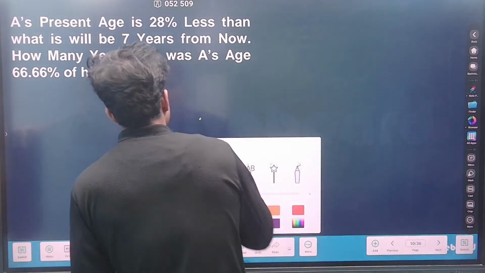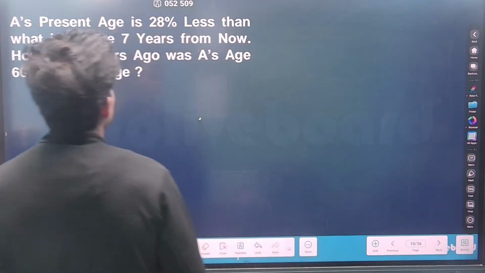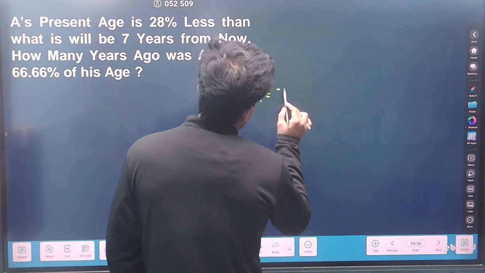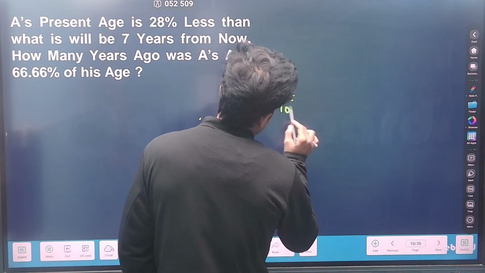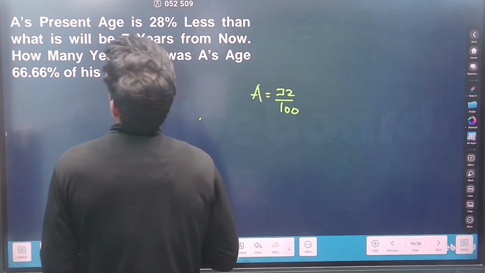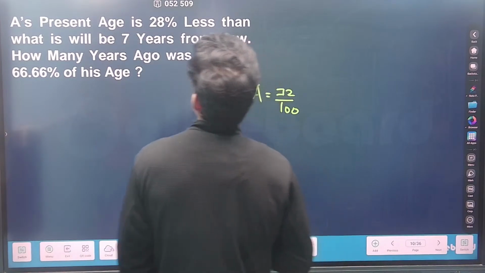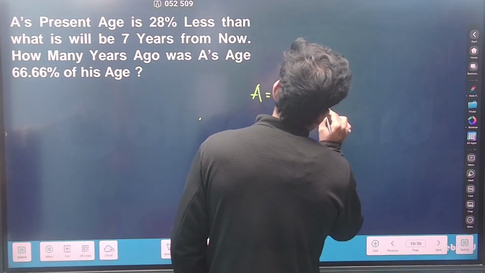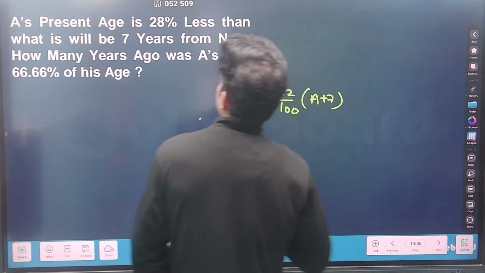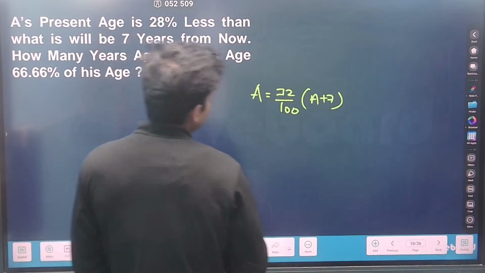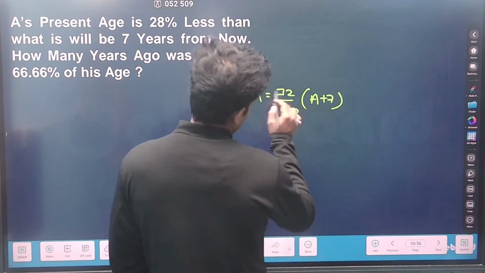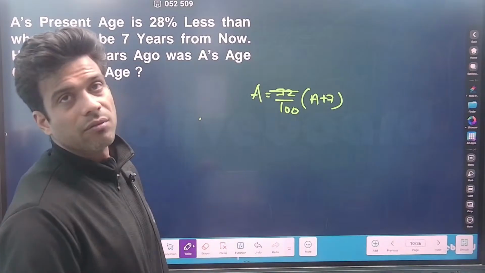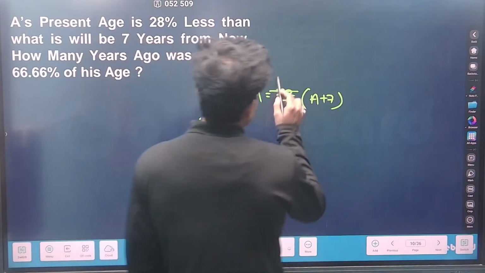So what we can say here is A's present age is 28% less, so A's age basically was 72%. What will be the age 7 years from now? Okay, that means the age would be 7 years from now. Correct. So from here, this goes 18 times. Yes or no? This goes 18 times.